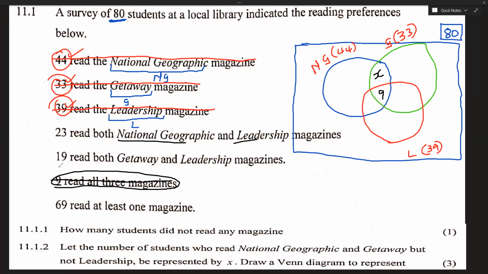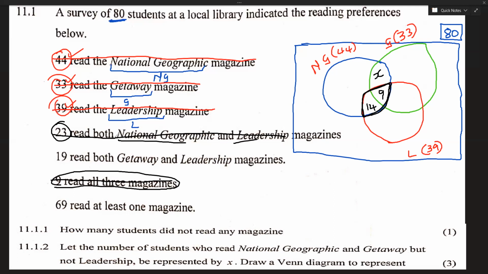Sharp. So they say 23 do National Geographic and leadership magazines. So remember, National Geographic and leadership circles, they meet here. So they're saying the total here where I'm highlighting must be 23. Already I have 9 there. So this must then be 14. So that when I add this and that, I'm going to get 23. So that part is done.